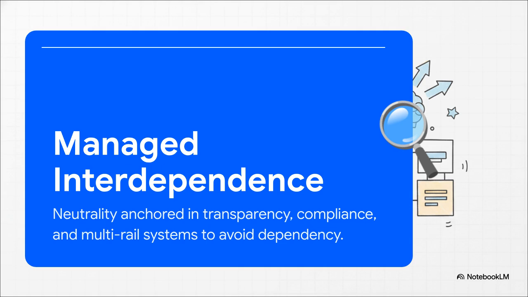And the analytical argument here is just brilliant in its pragmatism. It argues that a newly reforming state shouldn't just isolate itself, but it also shouldn't just pick a superpower bloc to hide behind. Instead, it needs to practice managed interdependence. This means anchoring the country in absolute transparency, strictly adhering to international regulatory compliance, and utilizing multi-rail payment systems. The goal? To build resilient global sovereignty without ever becoming dependent on any single global hegemon.